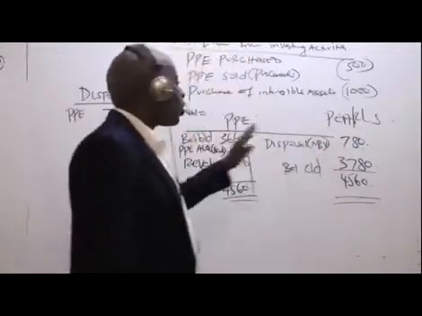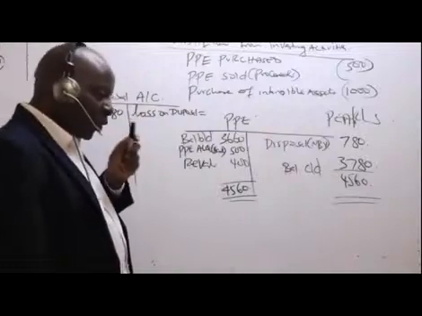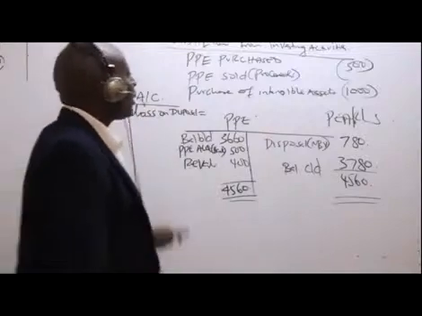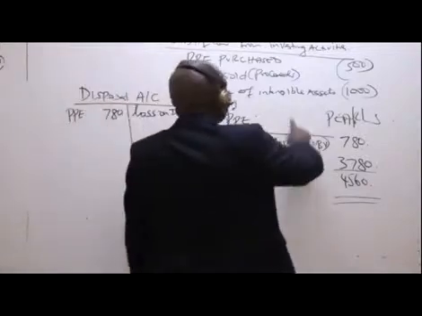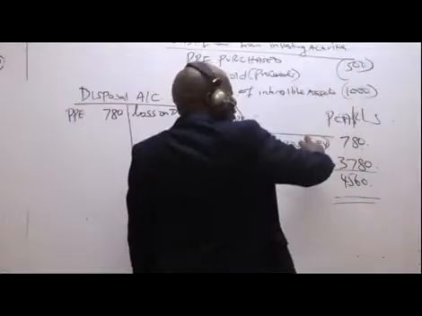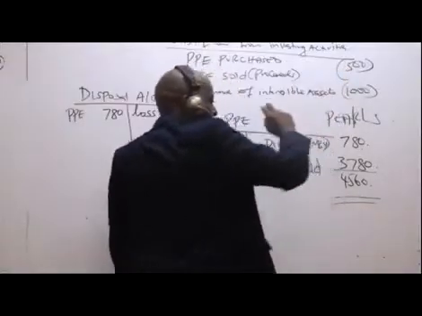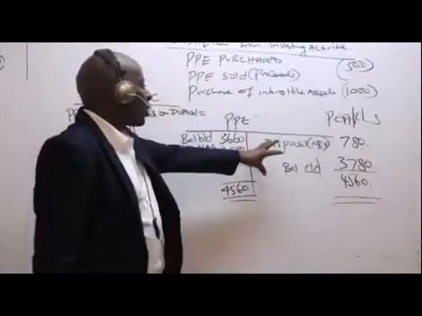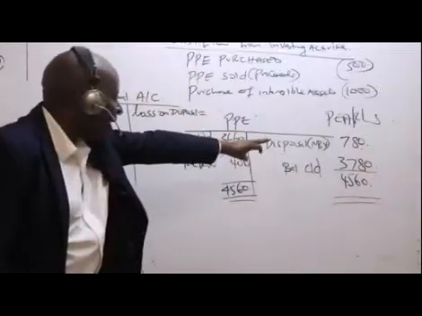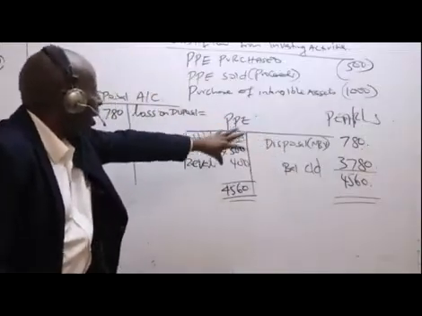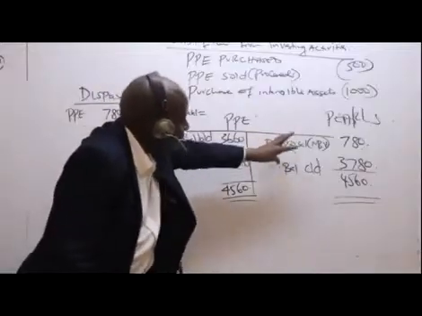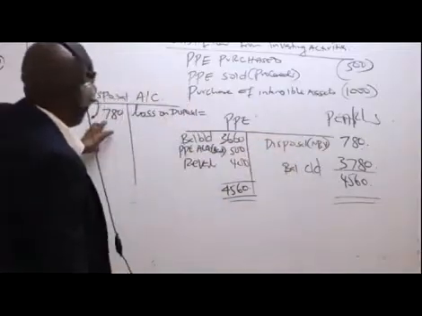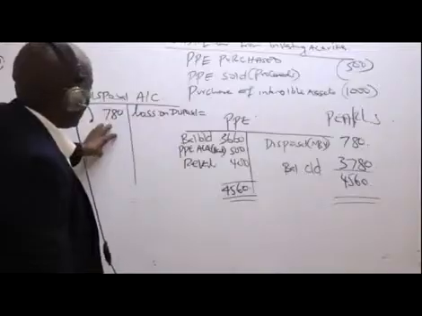Now, this disposal of 780 is not cash. Very many students will tell you that this disposal is what you bring here. No, this is not cash. This is net book value. So I'll need to open a disposals account. Here, I credited this PPE account. Now I need to transfer the PPE which was disposed. I transfer it and put it here. So PPE is 780 here.